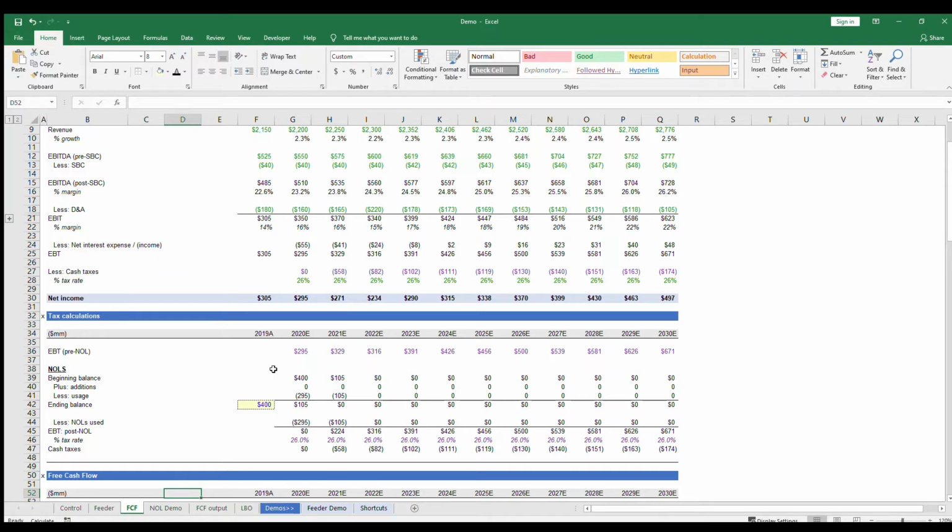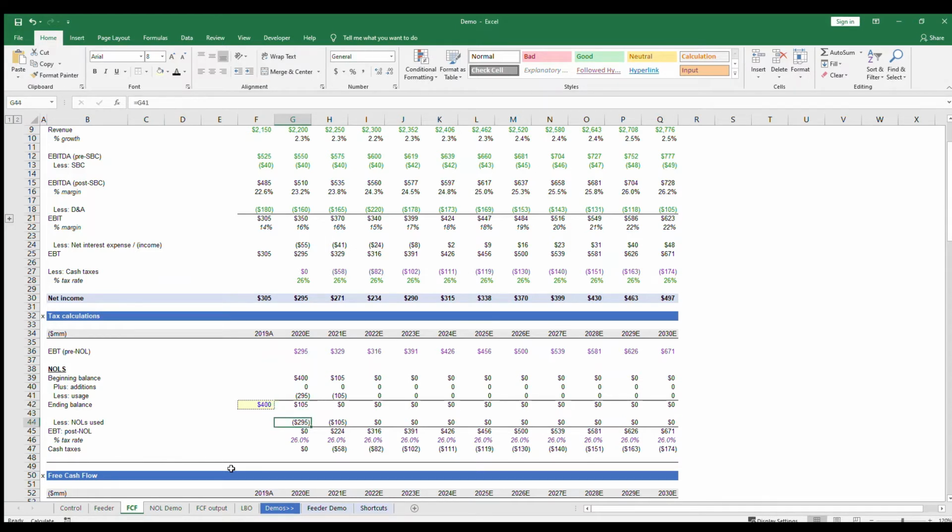In this example, we're assuming company XYZ has a beginning NOL balance of $400 million. In year one, its EBT is a positive $295 million, so company XYZ can deduct the full $295 million from its NOL balance to bring its taxable income down to zero. Now, its NOL balance is $400 million less $295 million, so $105 million. Its taxable income in the year is zero, and it will pay zero in taxes.